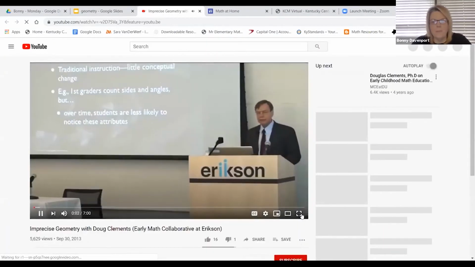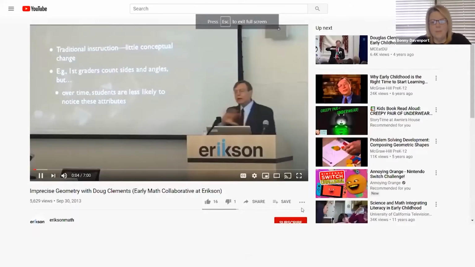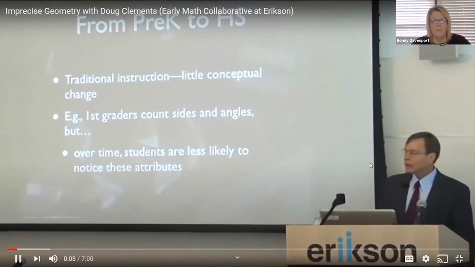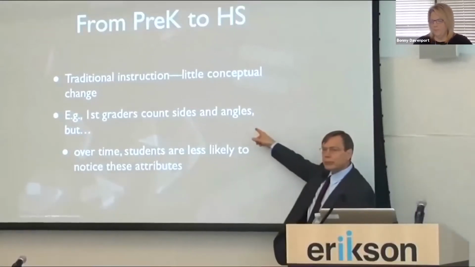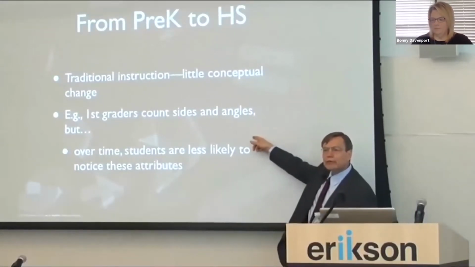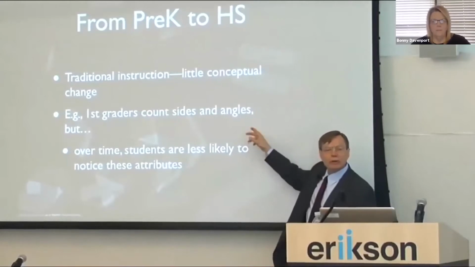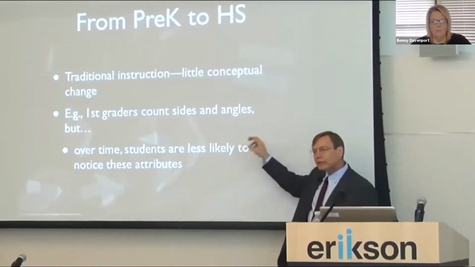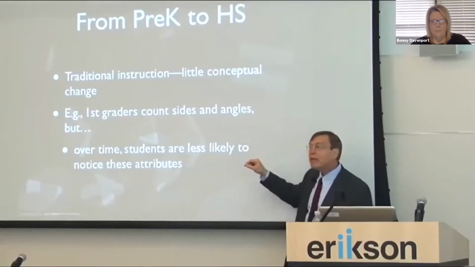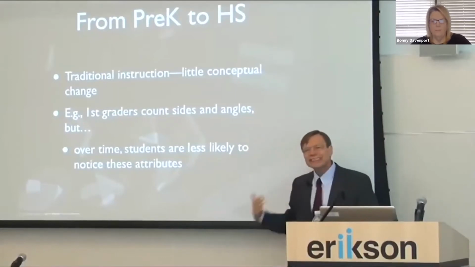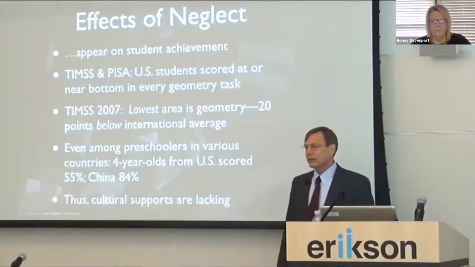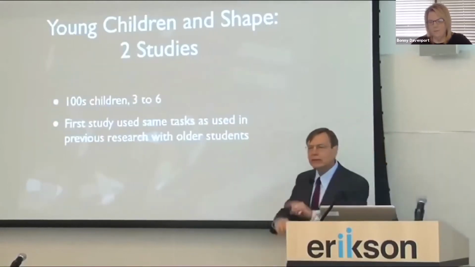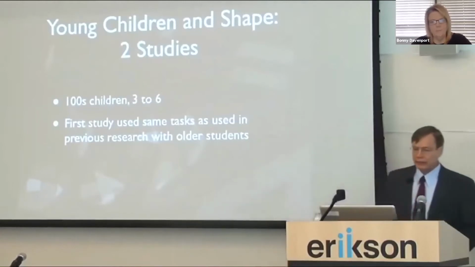Geometry and measurement. From preschool to high school, traditional instruction in the United States is a wasteland here. The University of Wisconsin researchers found that first graders are more likely to count the sides and the angles of polygons to differentiate one from the other than third graders were. We actually teach it out of them, okay? And it appears on all these kinds of tests. So what do kids know, and why do they suffer like that?